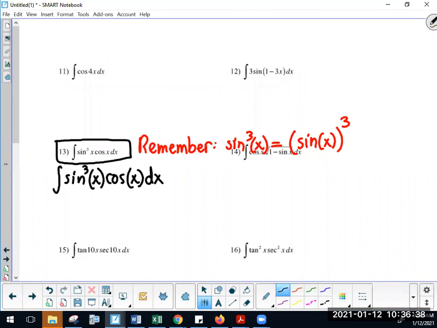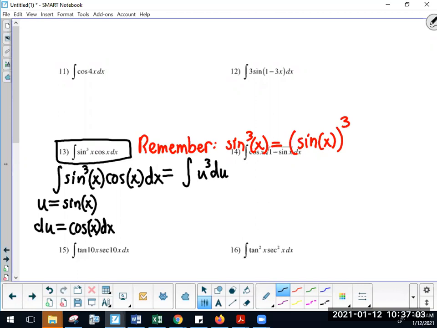So I'm going to substitute sine of x with u because the derivative of sine of x is cosine of x, and I can do the antiderivative of u cubed.